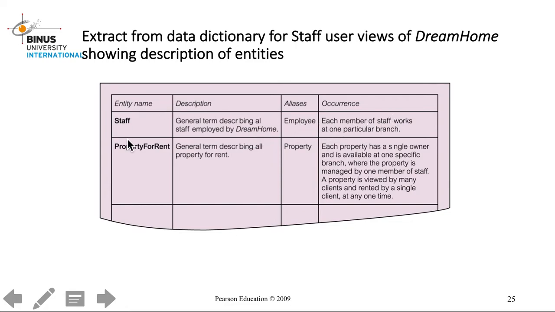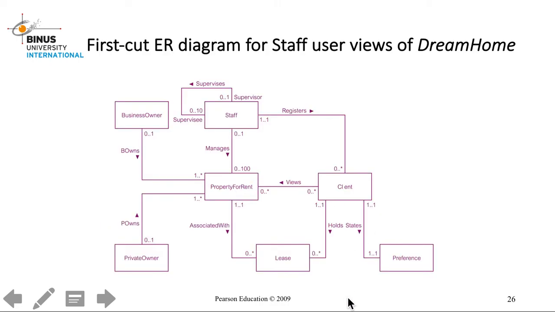So for example, we can identify an important entity called staff, a general term describing all staff employed by Dream Home. We can have the alias, employee. When this entity occurs, each member of staff works at one particular branch. So we need to draw this in our ER. This is the first cut of the ER diagram.